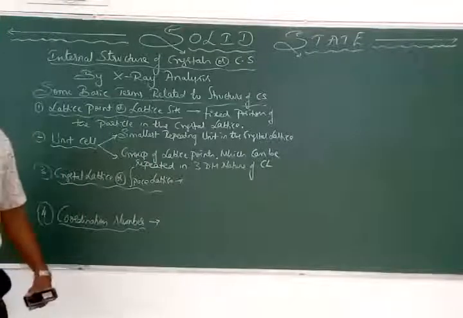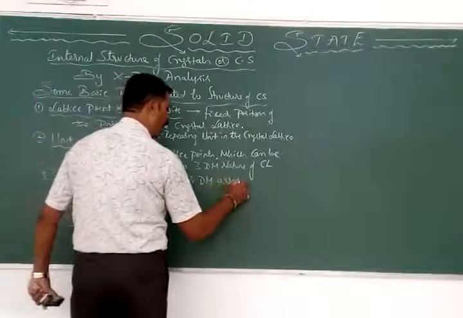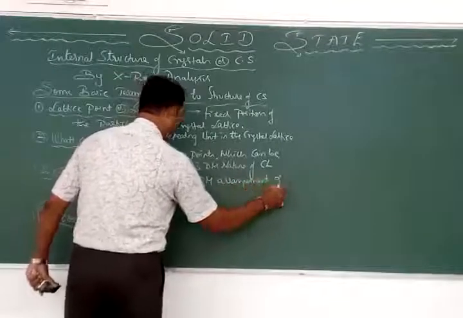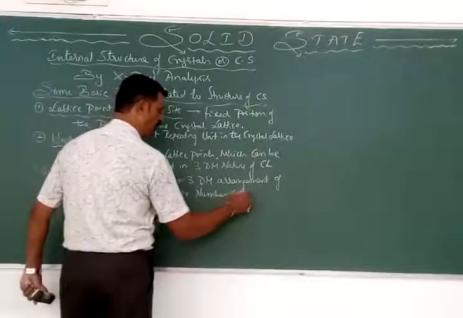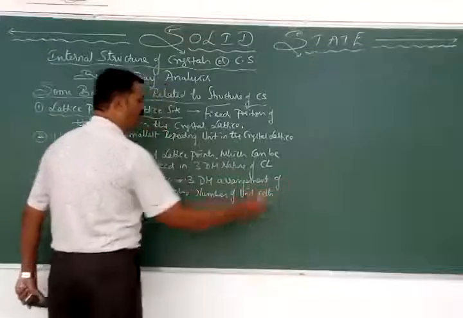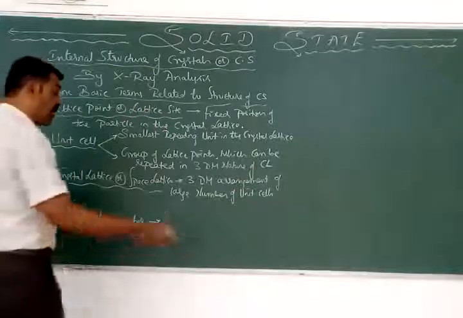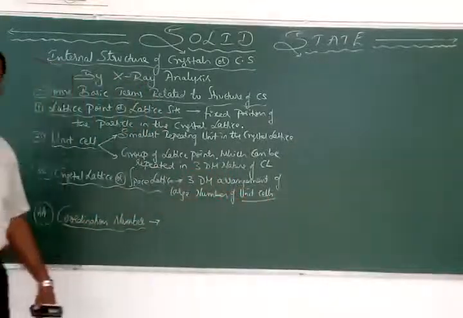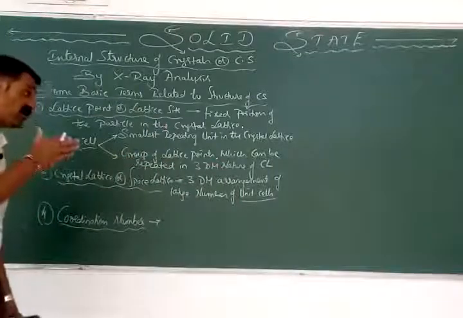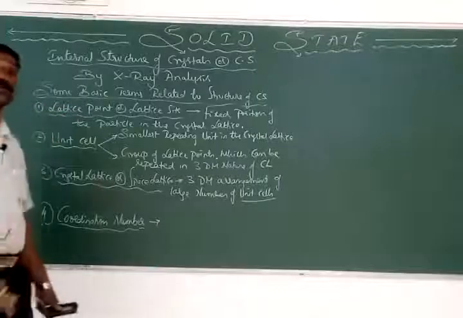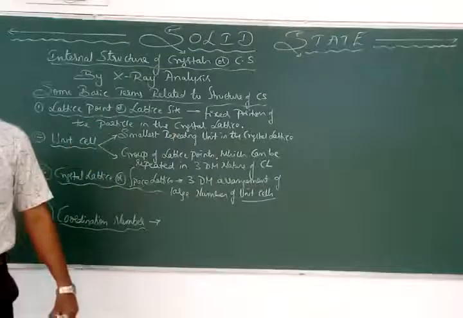Then what is a crystal lattice here? It is the three-dimensional arrangement of a large number of unit cells. I can say it in the form of lattice points also, or strictly say it is a large number of unit cells, because a unit cell is nothing but a group of lattice points. Either the three-dimensional arrangement of a large number of unit cells, or the three-dimensional arrangement of lattice points, is considered the crystal lattice, or it is also called the space lattice.